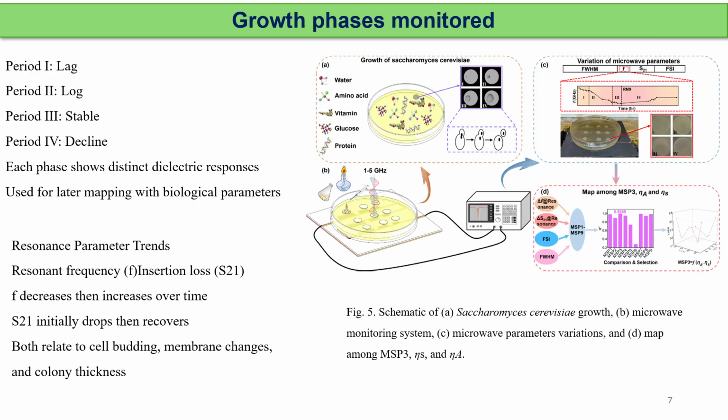Yeast growth can be divided into 4 phases: lag, log, stable, and decline. Each phase produces distinct dielectric responses. These changes are important because they help us link microwave measurement to biological behavior. Here, Fig 5 represents schematics of the yeast growth microwave monitoring system, microwave parameter variation map, and MSP3.